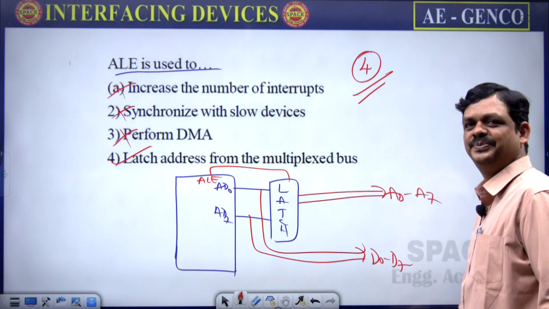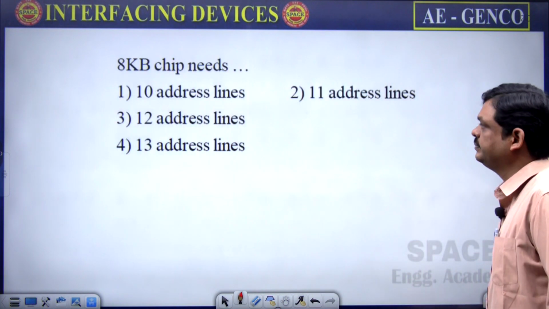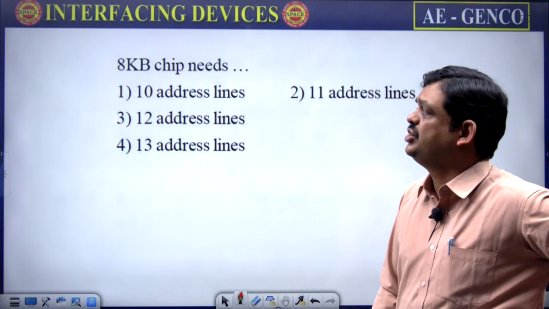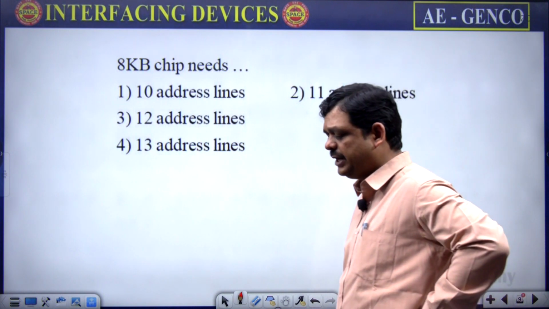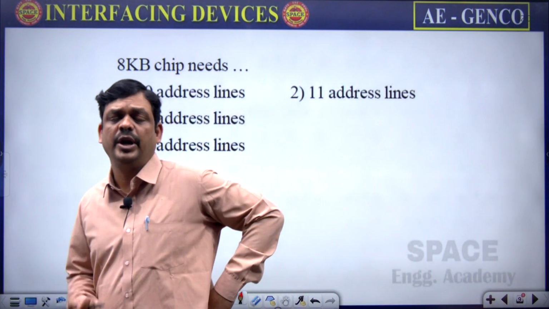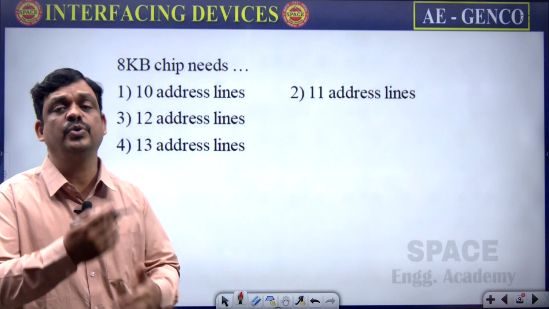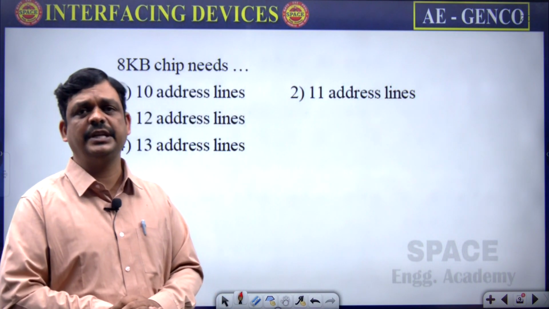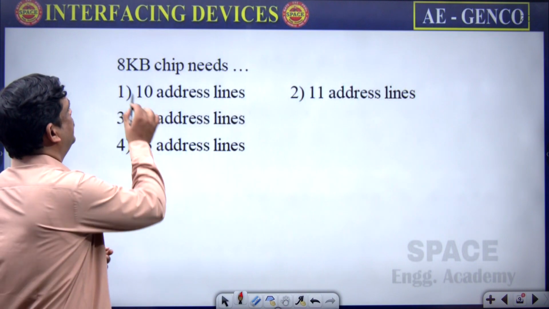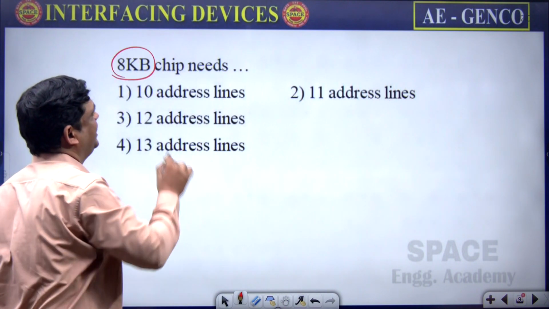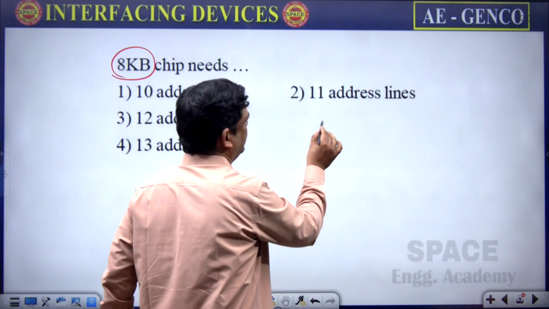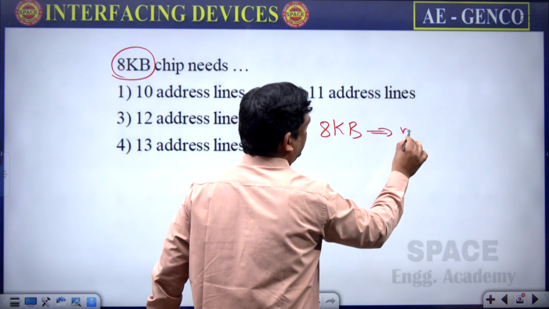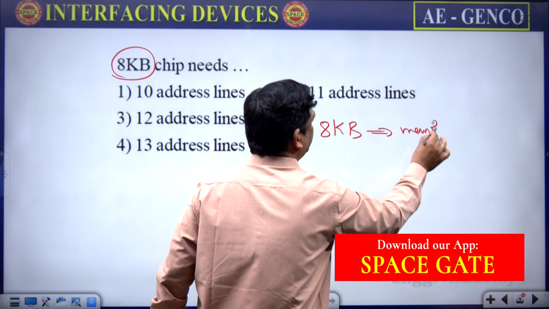Please take this now. Another question from this concept, 8 KB chip needs. This is also one of the important interfacing questions. These types of questions are also expected from the microprocessor concepts and interfacing devices. Here one simple concept is given, 8 KB memory. I want to explain a few important points related to memory now.